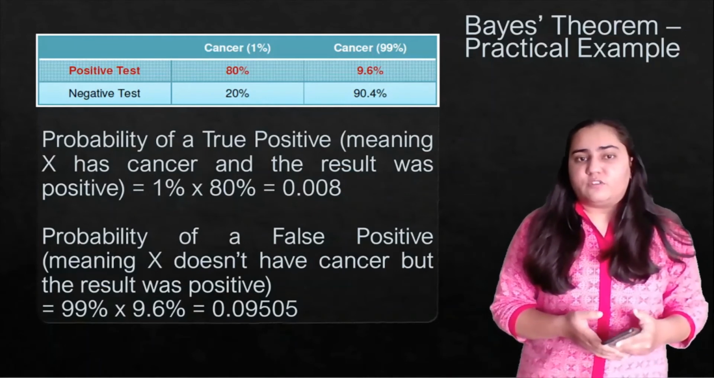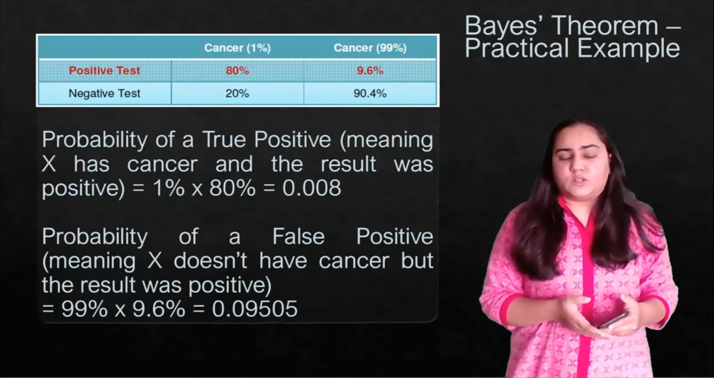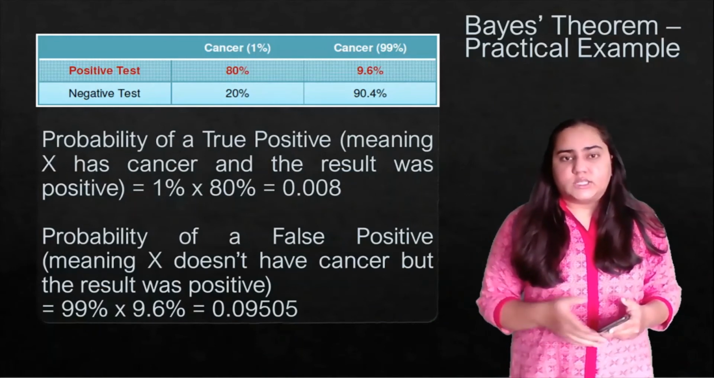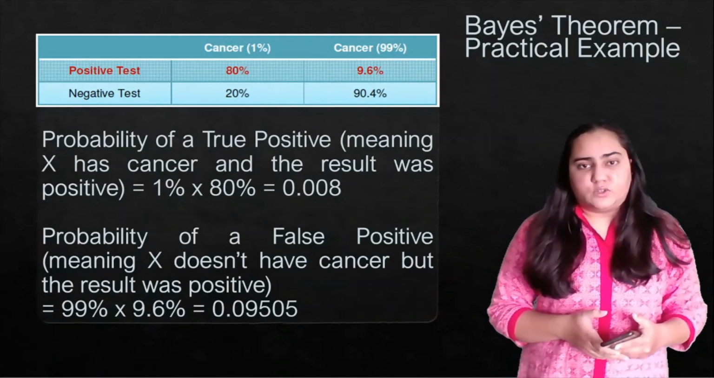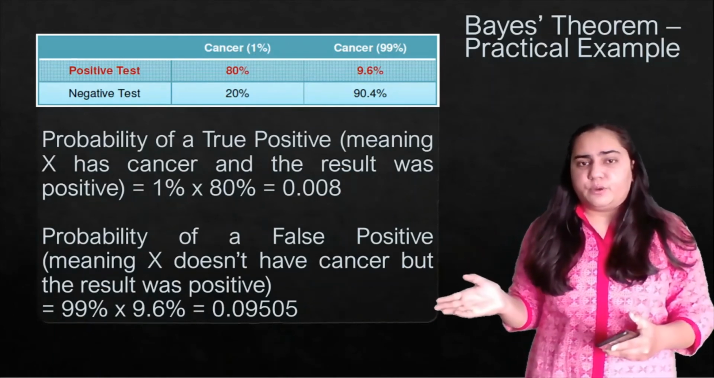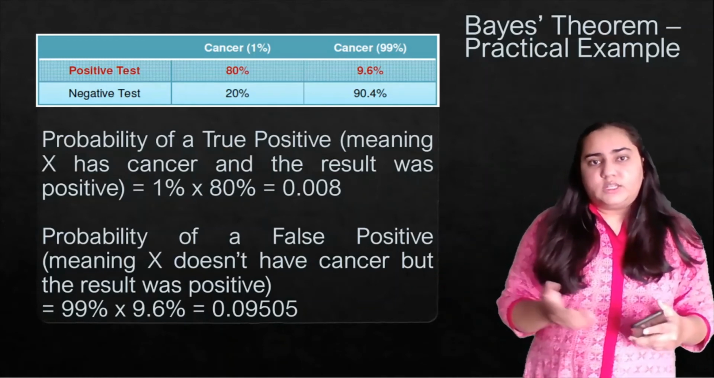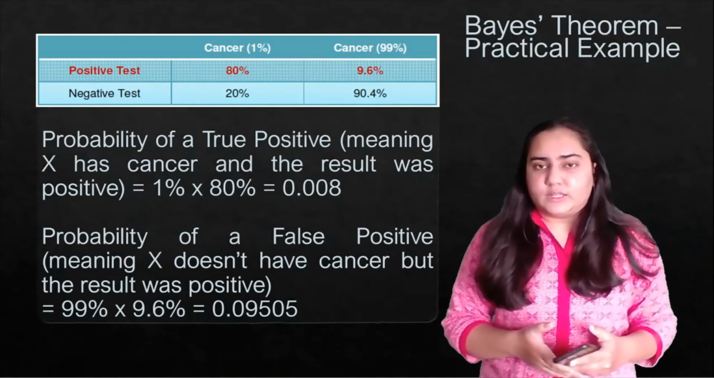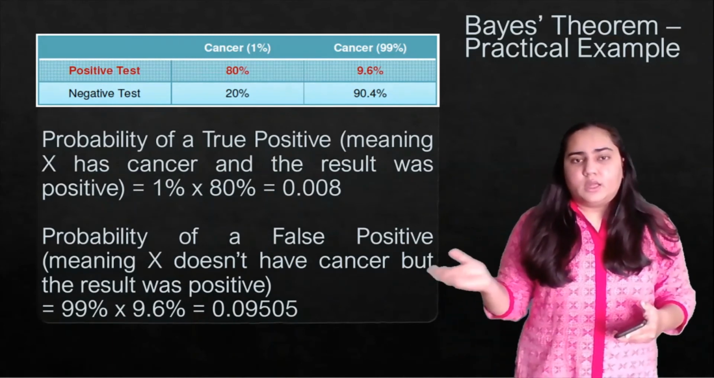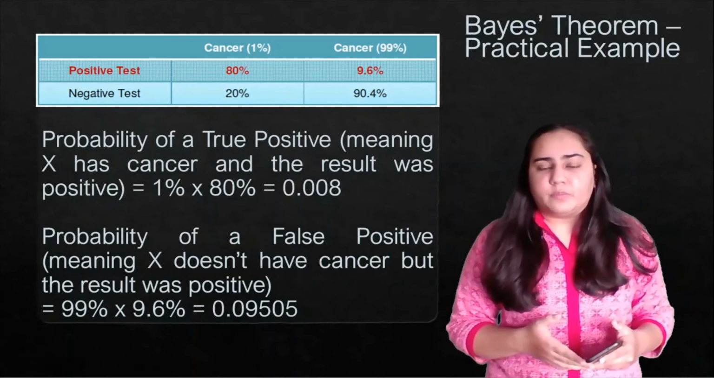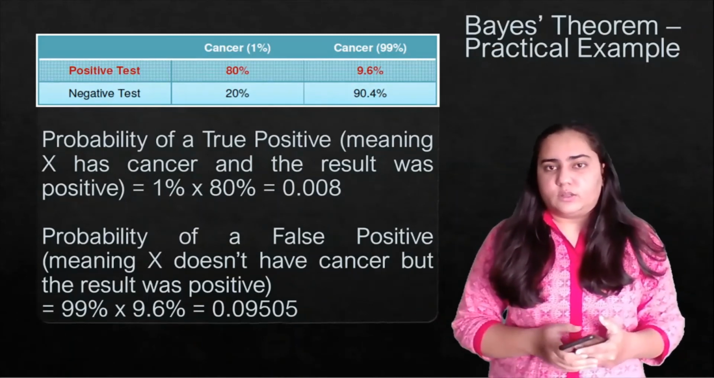And the probability of a false positive, meaning X doesn't have cancer, but the result was positive. This is 99% into 9.6%, which is 0.09504. So 99% because that's the number of people who do not have cancer. And 9.6% is the false positive probability. So this is the result of that.